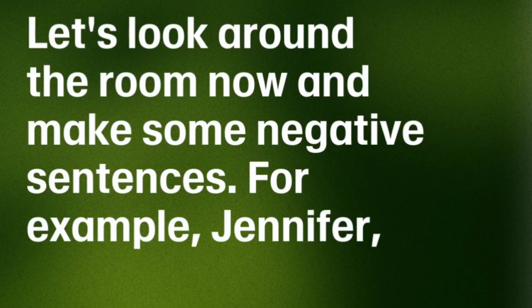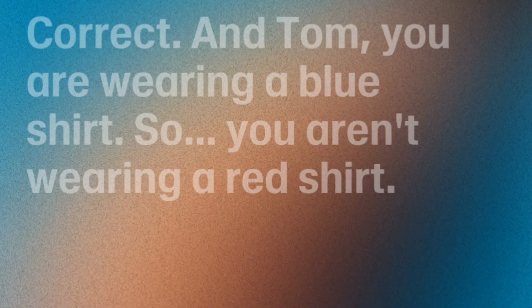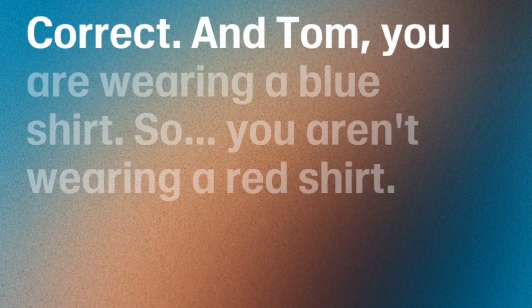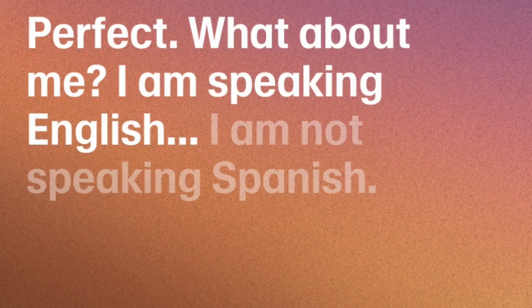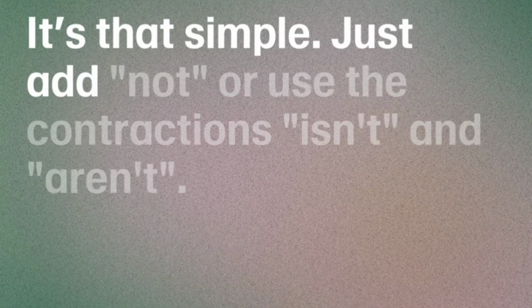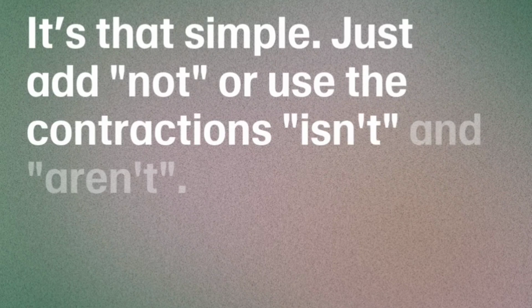For example, Jennifer, you are sitting, so you aren't standing. Correct. And Tom, you are wearing a blue shirt, so you aren't wearing a red shirt. Perfect. What about me? I'm speaking English. I'm not speaking Spanish. It's that simple. Just add not or use the contractions isn't and aren't.